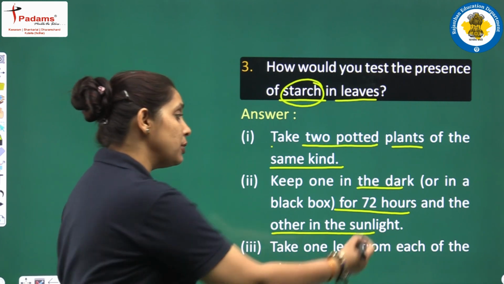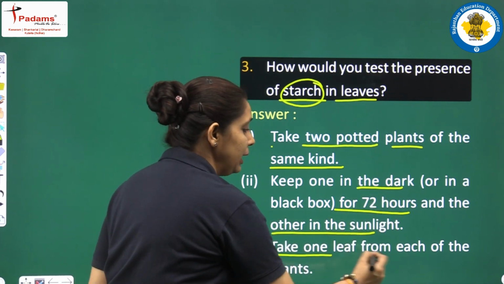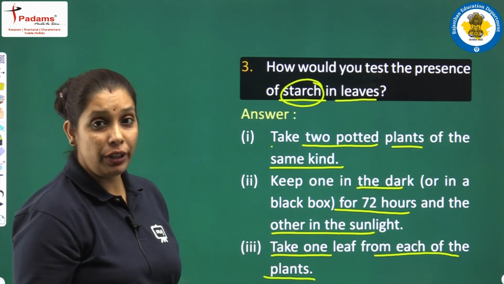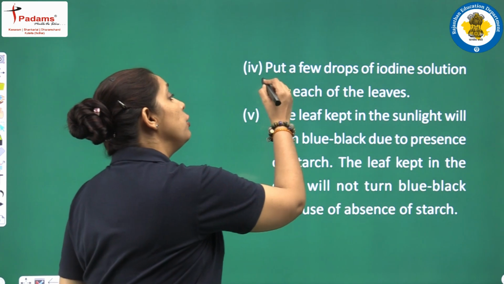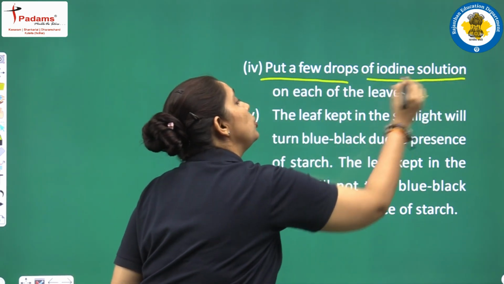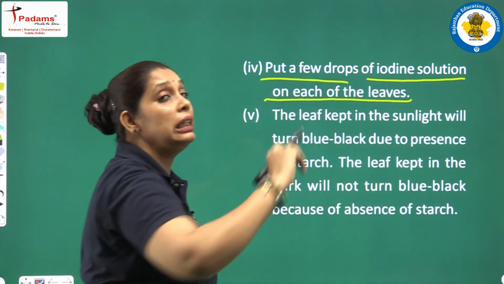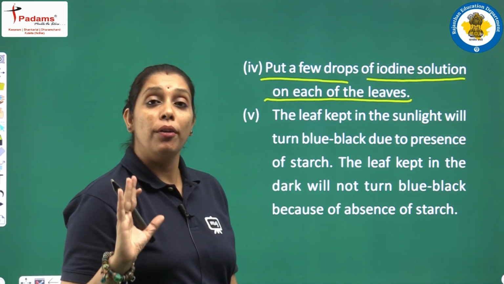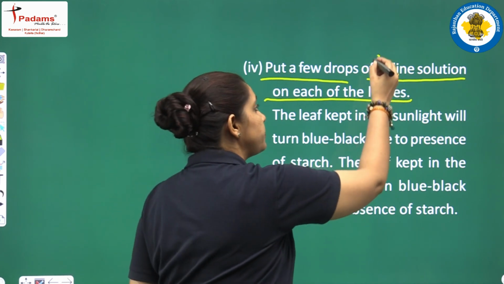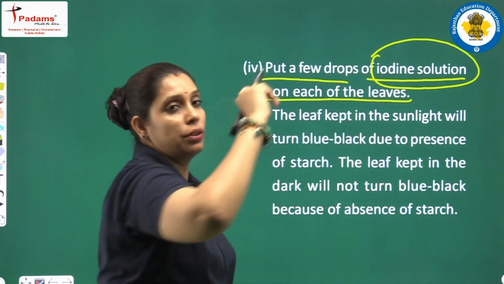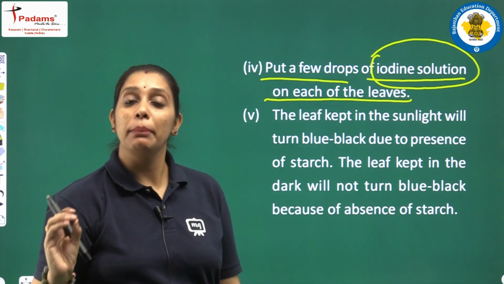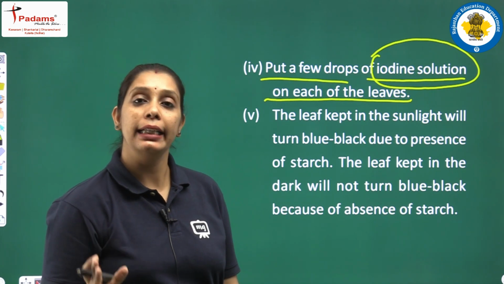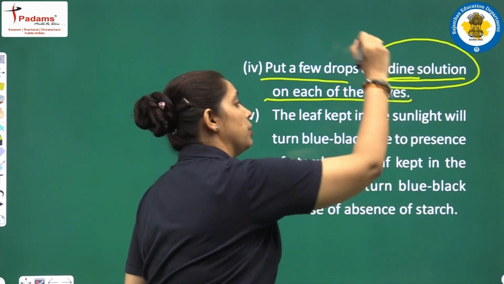After 72 hours, take 1 leaf from each of the plants. After this, what do we have to do? We have to put a few drops of iodine solution on each of the leaves. Here is a point that we have to remember always: iodine solution is the basic material used to test the presence of starch in a leaf.